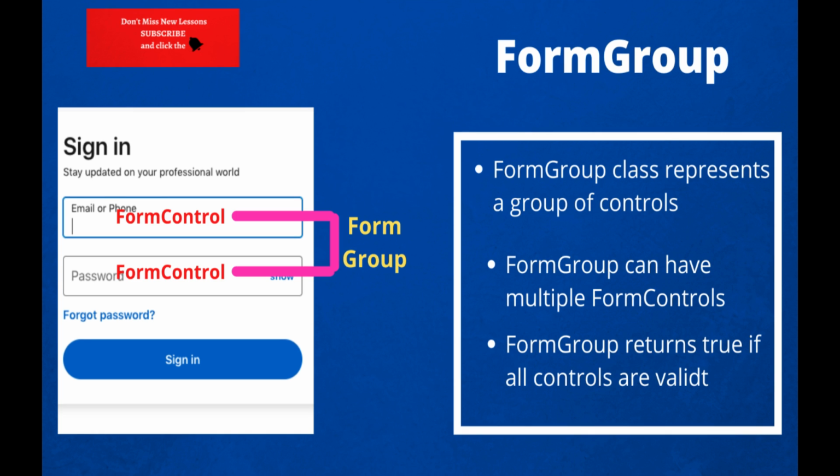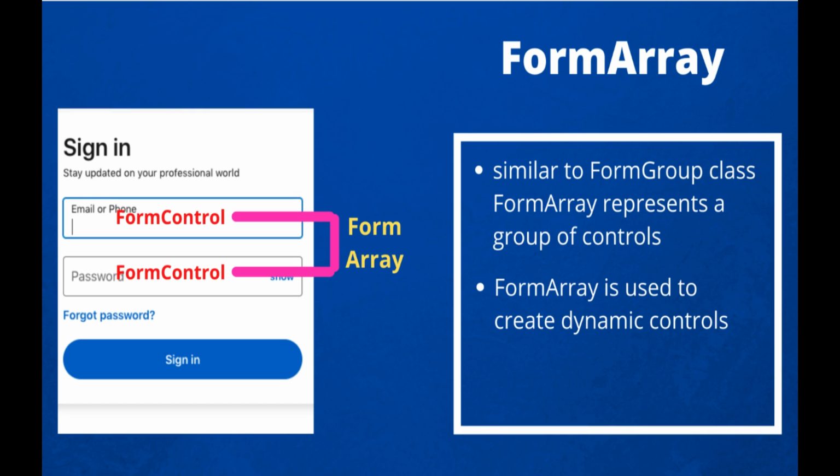Now form group is a class that represents a group of controls. A form can have multiple group controls. Form group returns true if all the controls are valid, otherwise it returns all the validation errors. Similar to form group, we have form array. We can group form controls in Angular forms in two ways: one is using form group and the other is form array. The difference is how they implement it.